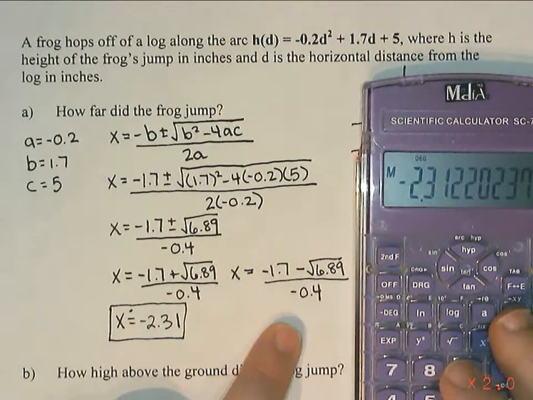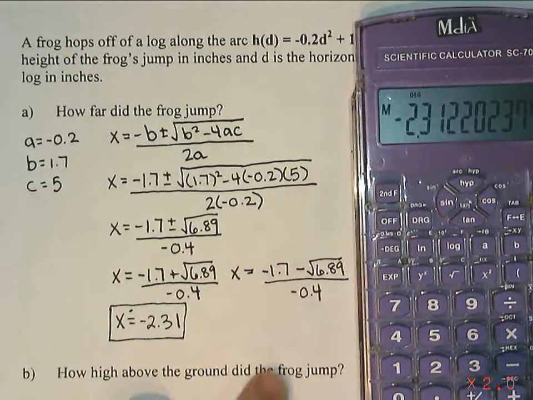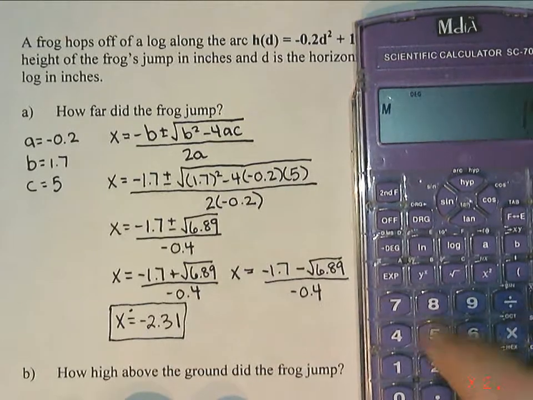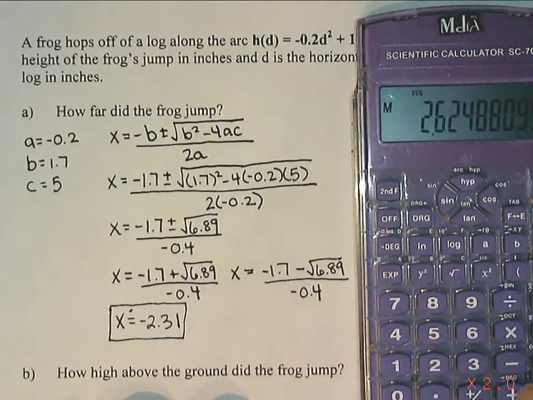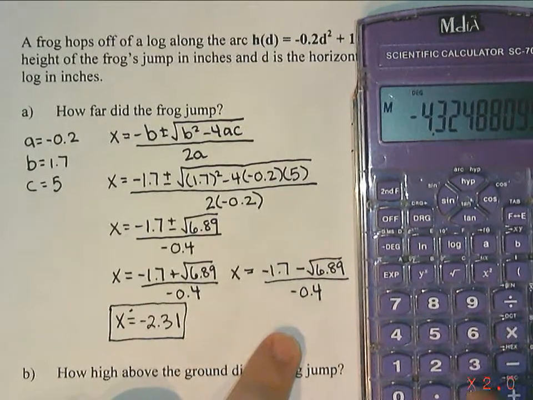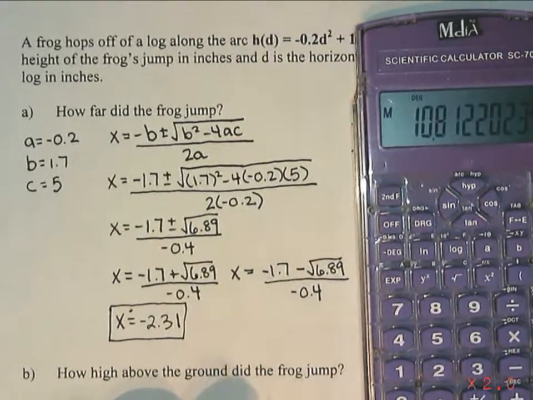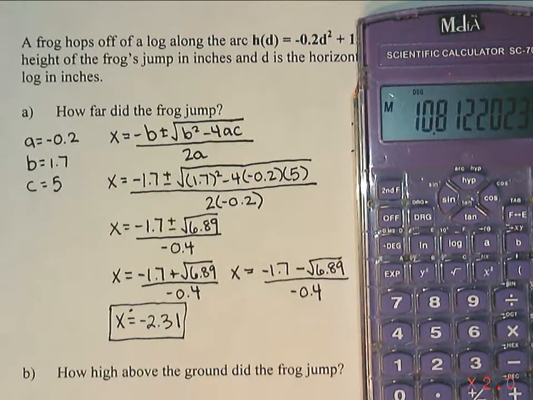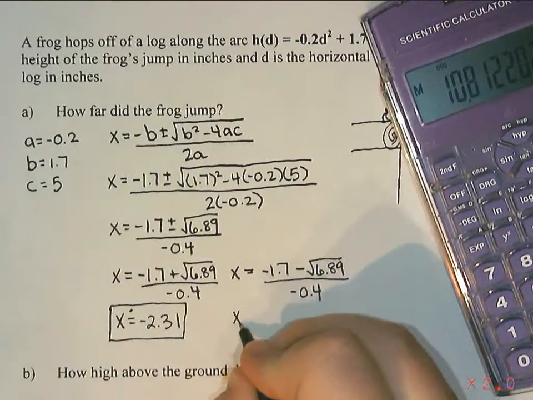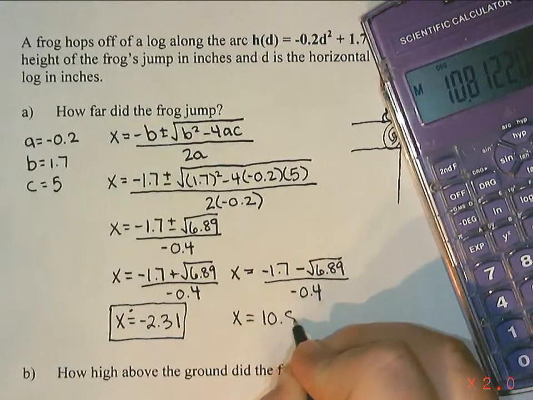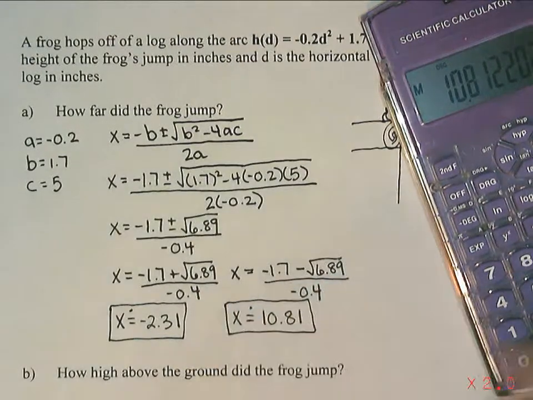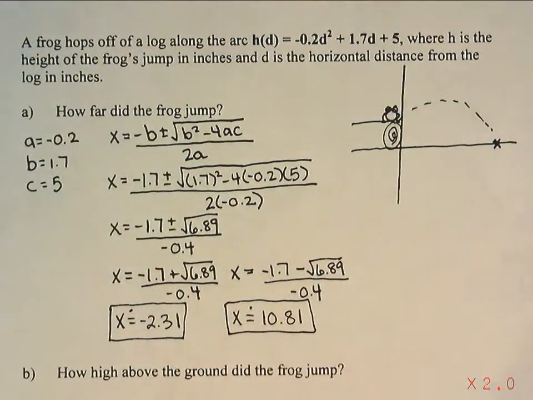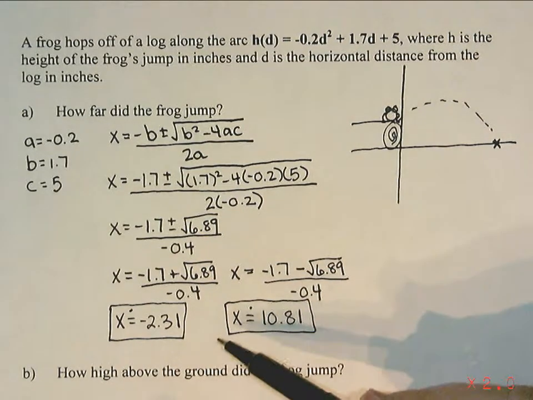And then we're going to try it, but this time with the subtraction. So negative 1.7 minus the square root of 6.89. Make sure you hit that equals before you divide. Divided by negative 0.4, and I get 10.812, so that's going to round to 10.81. And I put the little approximate sign on there to show that we did round that answer. So I ended up with a negative answer and a positive answer.